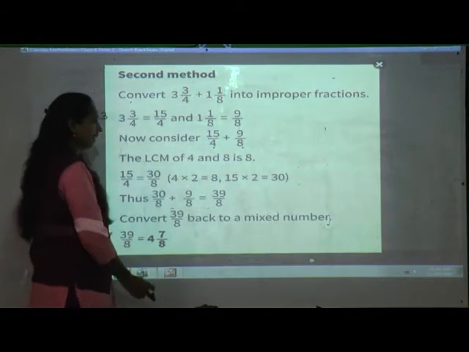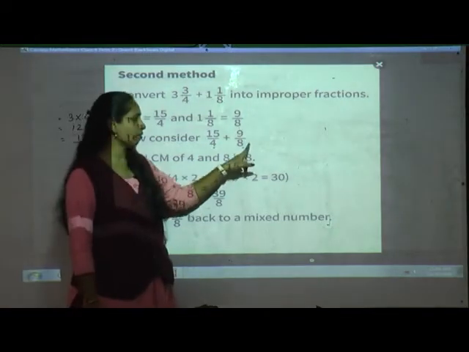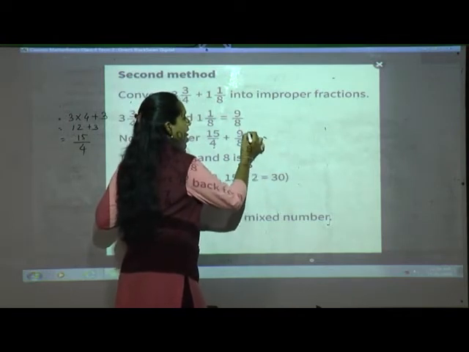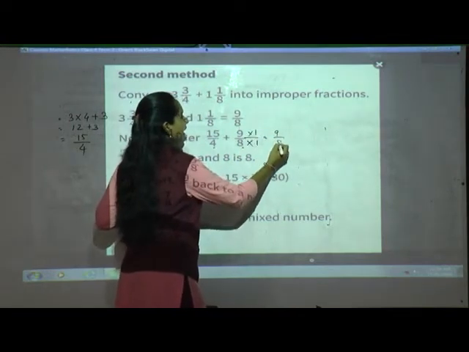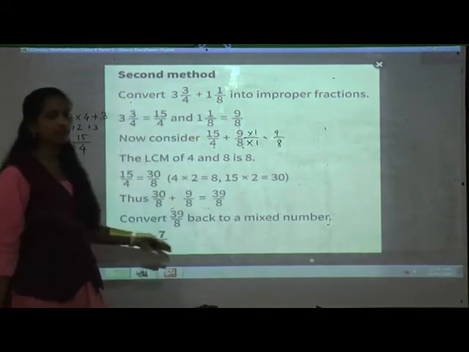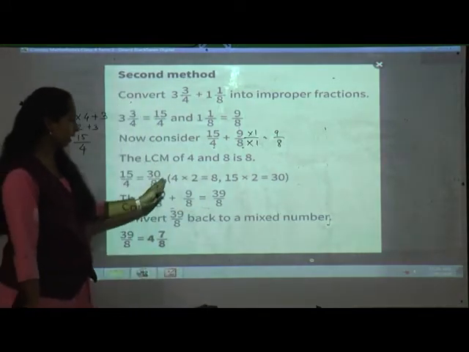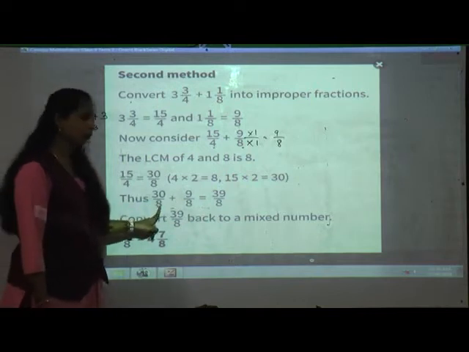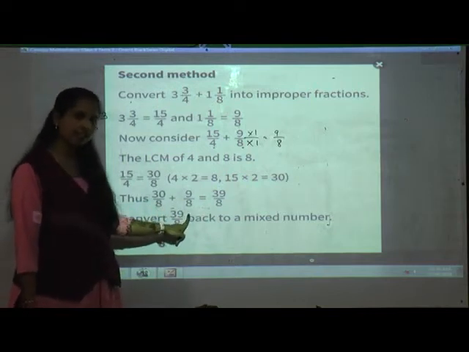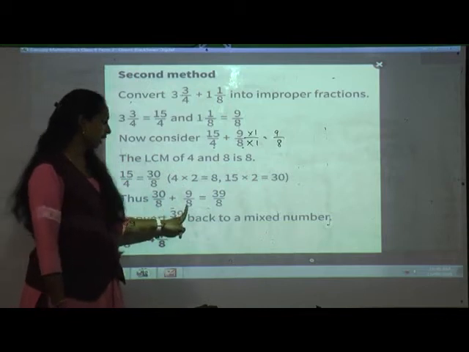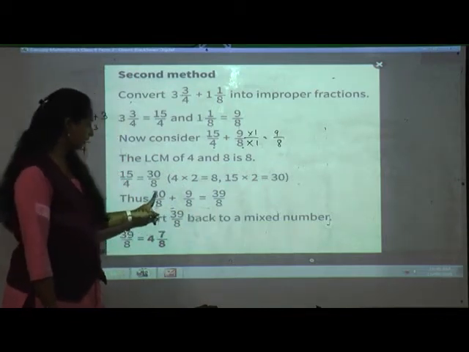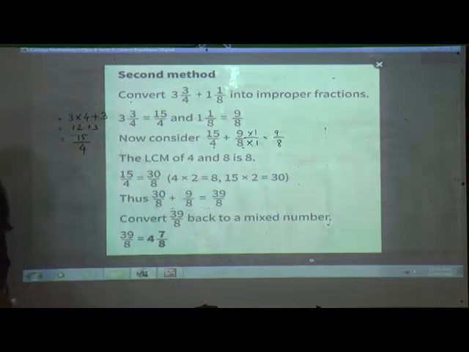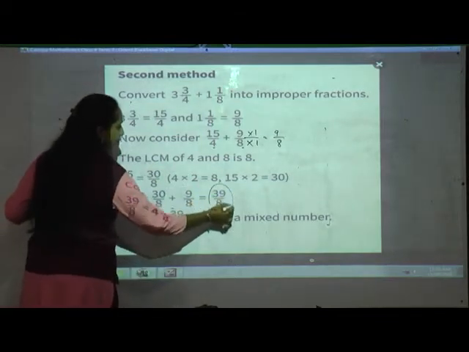So when you multiply, the denominator should come 1, which means we multiply with 1 only. So we get here 9 ones are 9, 8 ones are 8, that is 9 upon 8 only. So again they have not solved that step. So together we can add now, because the denominators are same, 8 and 8, so write only once, and 30 plus 9 is 39. Now we got this improper fraction.